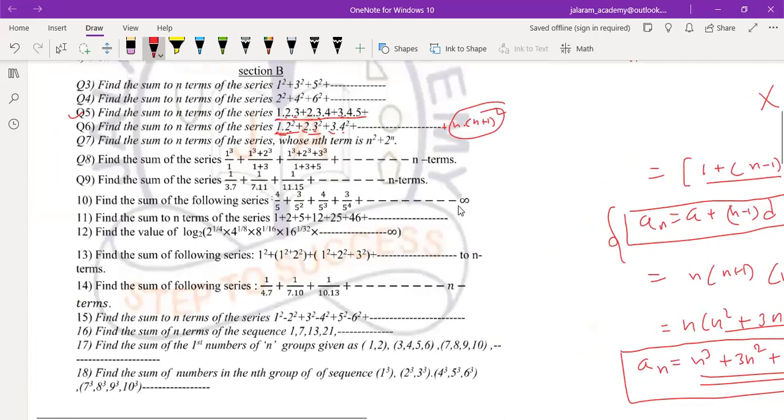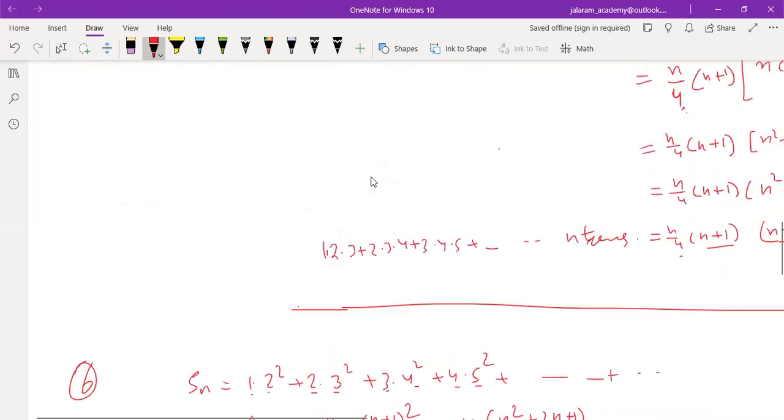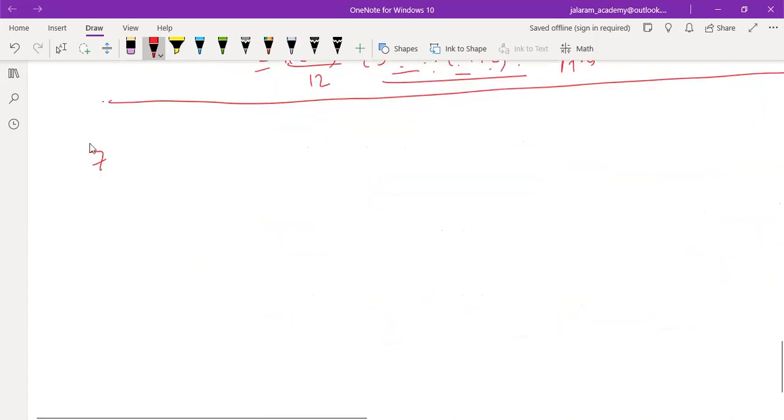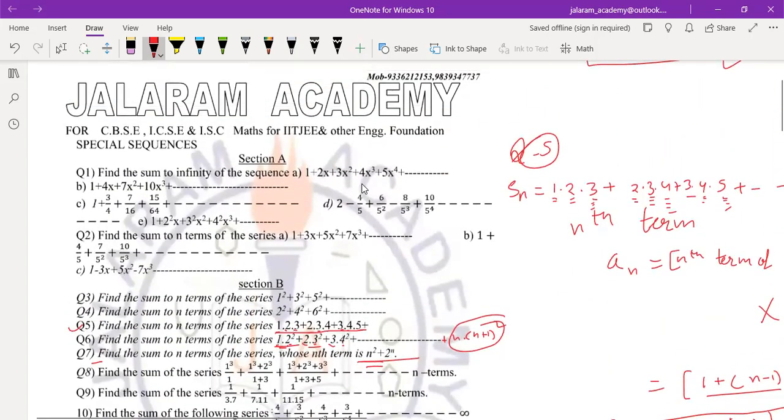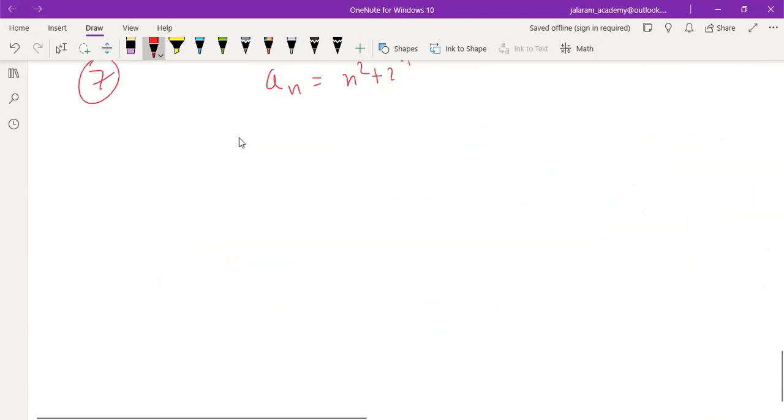Similarly, we can solve the other questions also, like question number 7. One such type of question I have discussed in the previous session also, or not? No. So let's discuss this also. Find the sum to n terms of the series whose nth term is n square plus 2 to the power n. It is already given that the nth term is n square plus 2 to the power n. So how to find Sn?